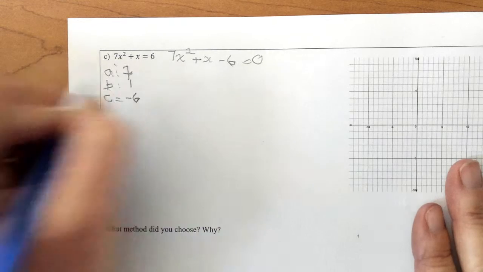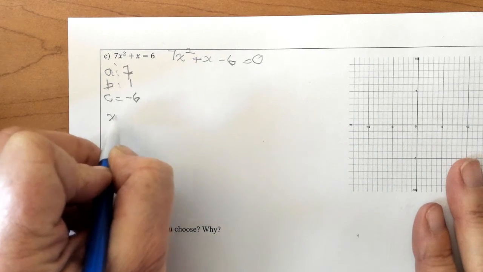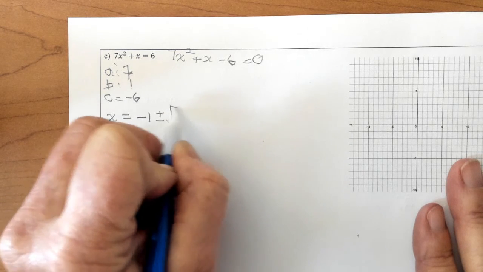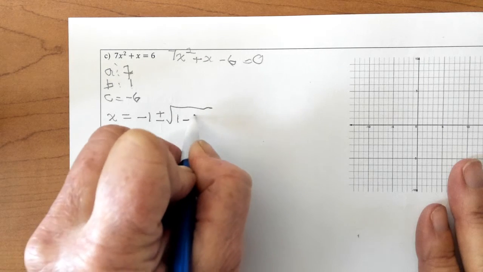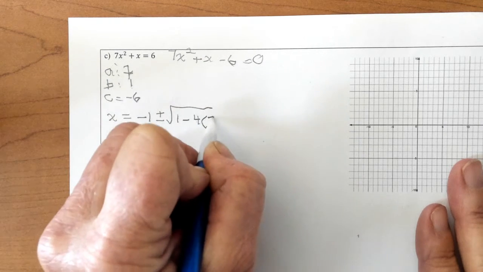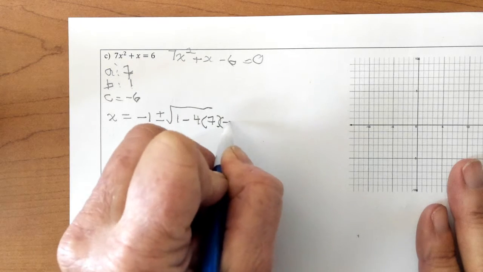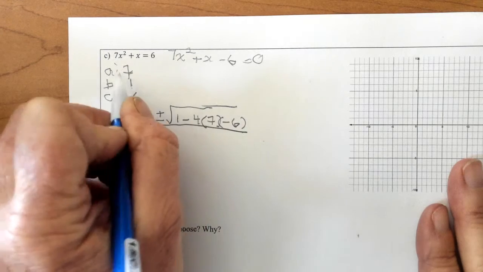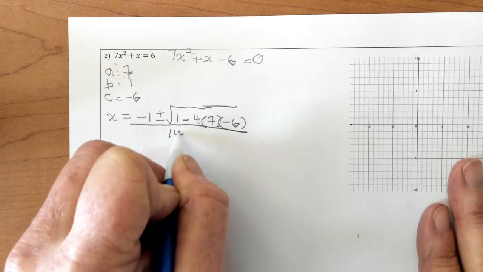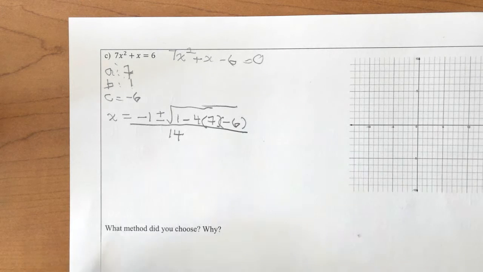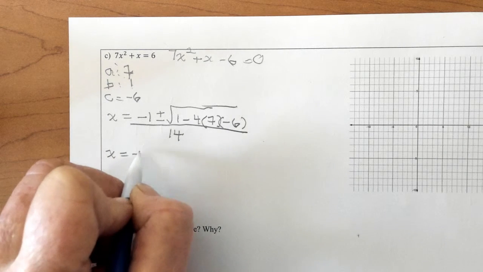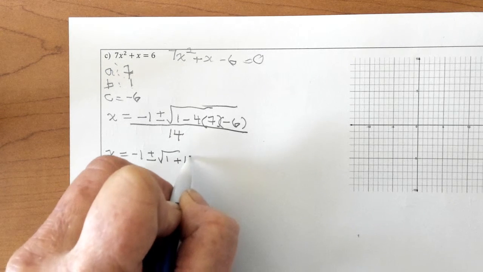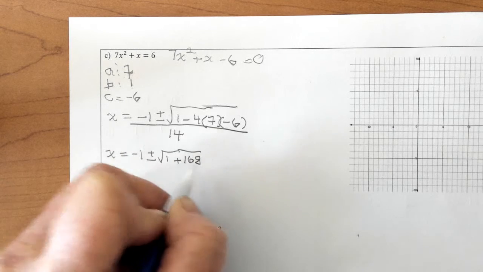So go ahead and plug it into the quadratic. I get x is equal to opposite of b, which is minus 1, plus minus square root of b squared, which is 1, minus 4 times a times c, which is negative 6, all over twice a, so 2 times a, which is 14. I'm going to continue to simplify, which means I've got x is equal to negative 1 plus minus square root of 1 plus 168 all over 14.